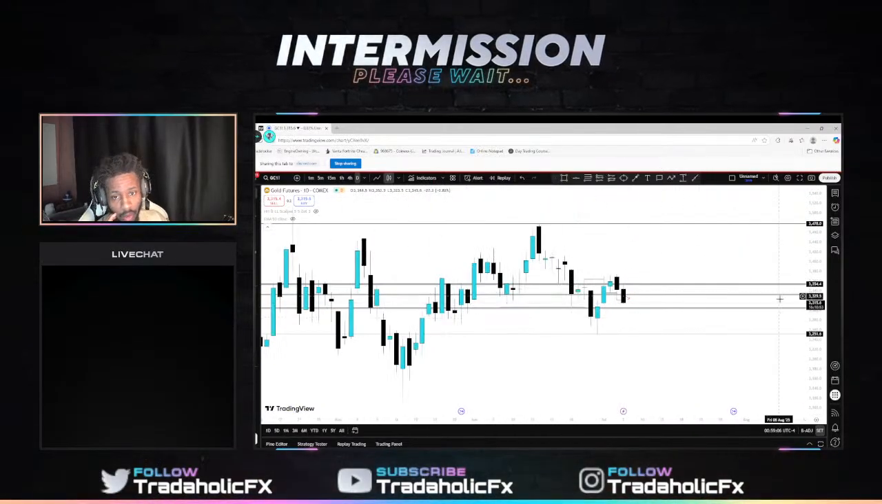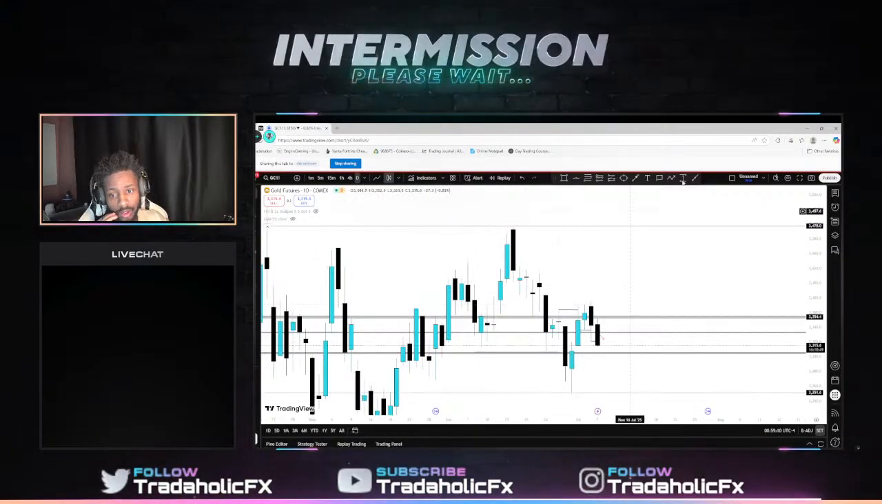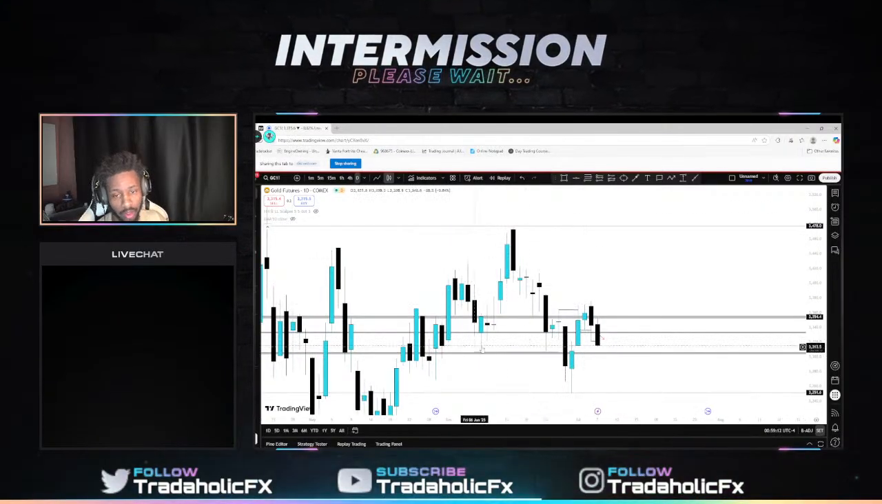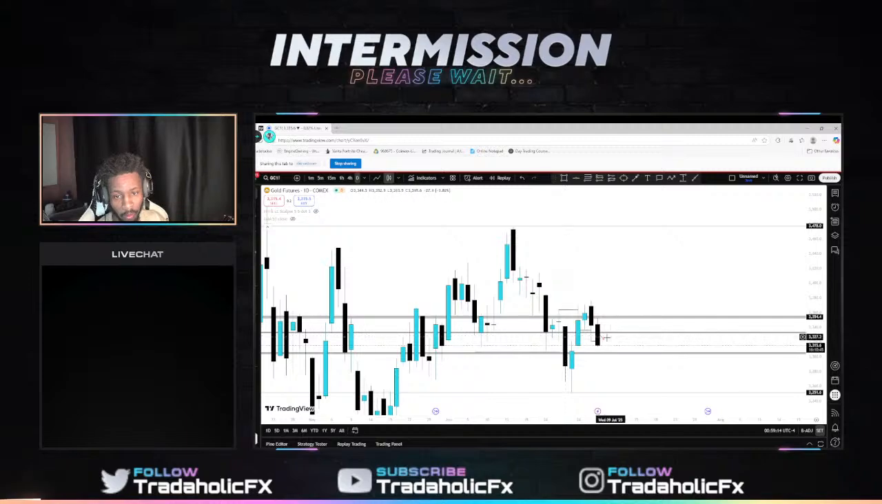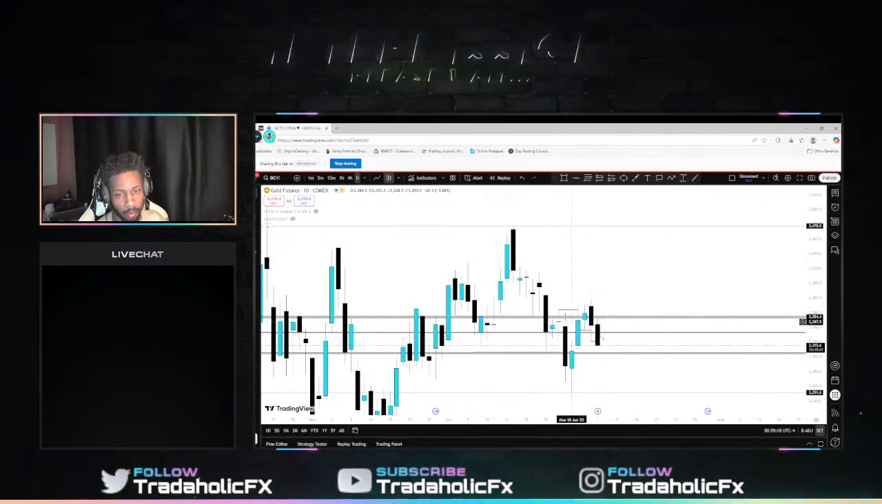Looking at our daily time frame, we're overall bearish on gold. The reason being, we were creating higher highs and higher lows here. We have a push down here that gave us a market structure shift where the daily time frame did go bearish, and we just have a bullish retracement of an overall bearish push.